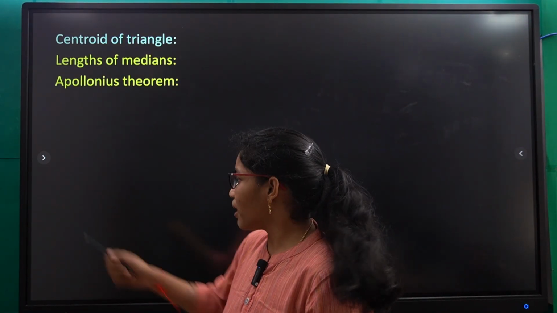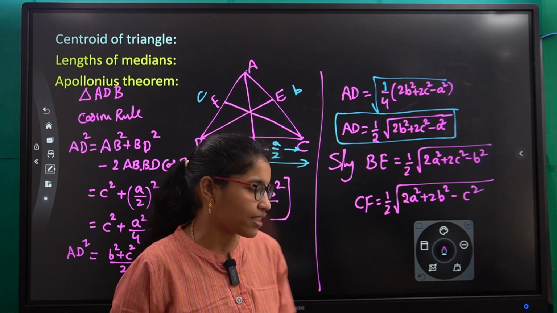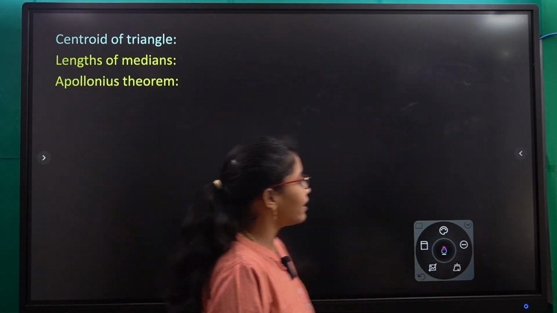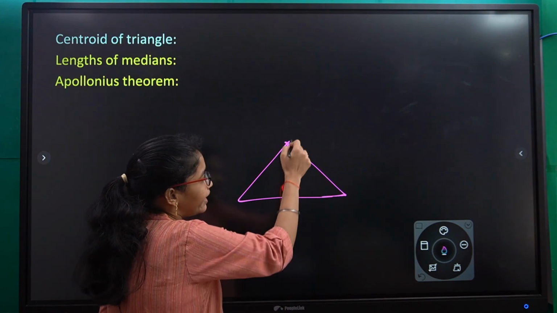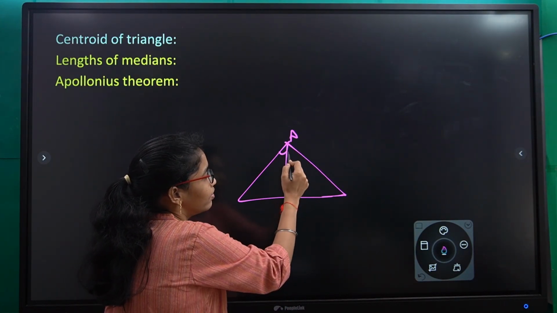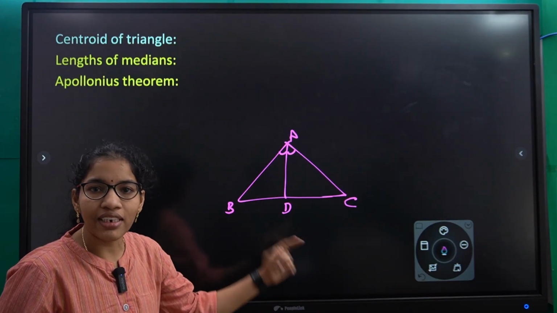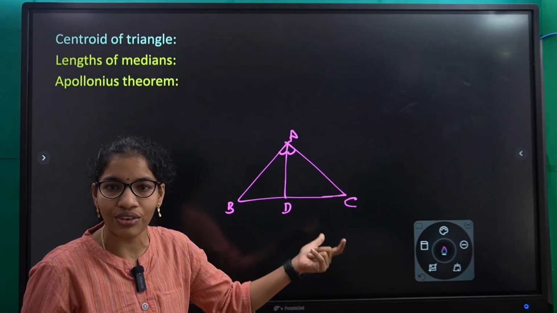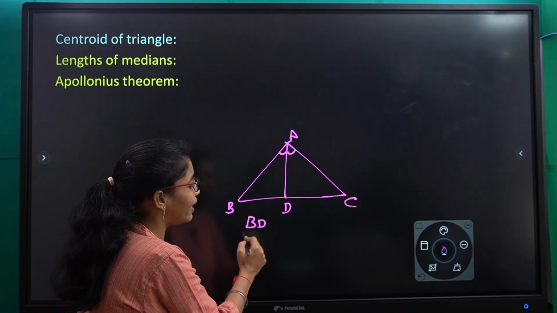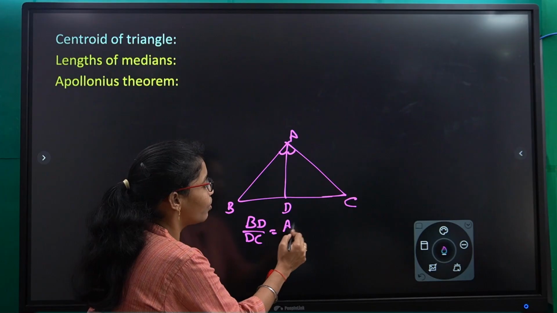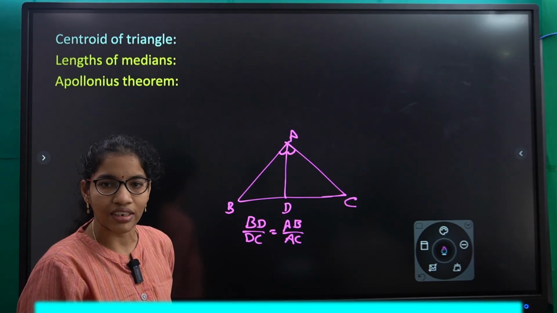theorem. So what is meant by Apollonius theorem here? So already we have seen the angle bisector theorem. What is the angle bisector theorem here? So if it is a triangle, AD is the angle bisector, right? So then this angle bisector divides the base in which ratio? The adjacent sides ratio, that is BD by DC, which is equals to AB by AC. This is the angle bisector theorem, already we've seen, right?